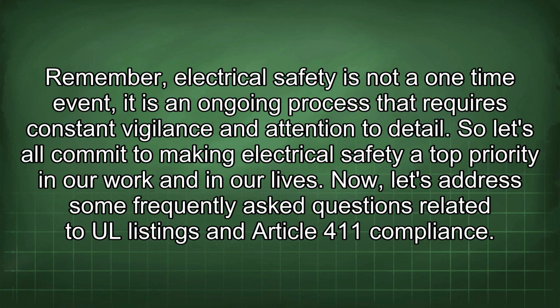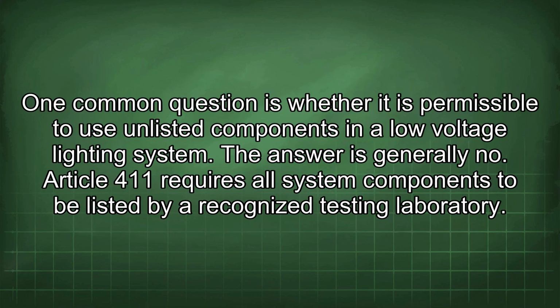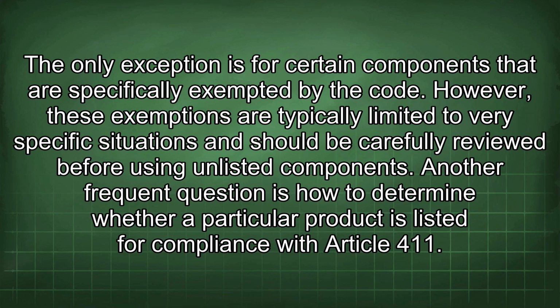Now, let's address some frequently asked questions related to UL listings and Article 411 compliance. One common question is whether it is permissible to use unlisted components in a low-voltage lighting system. The answer is generally no. Article 411 requires all system components to be listed by a recognized testing laboratory. The only exception is for certain components that are specifically exempted by the code. However, these exemptions are typically limited to very specific situations and should be carefully reviewed before using unlisted components.